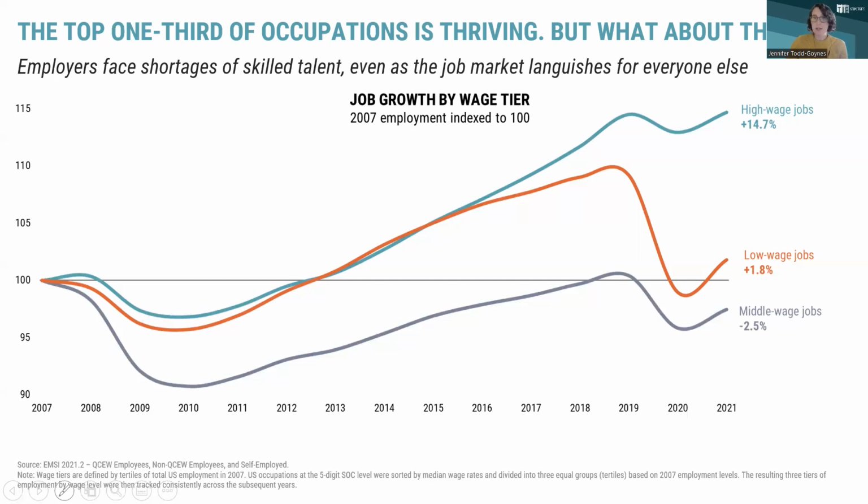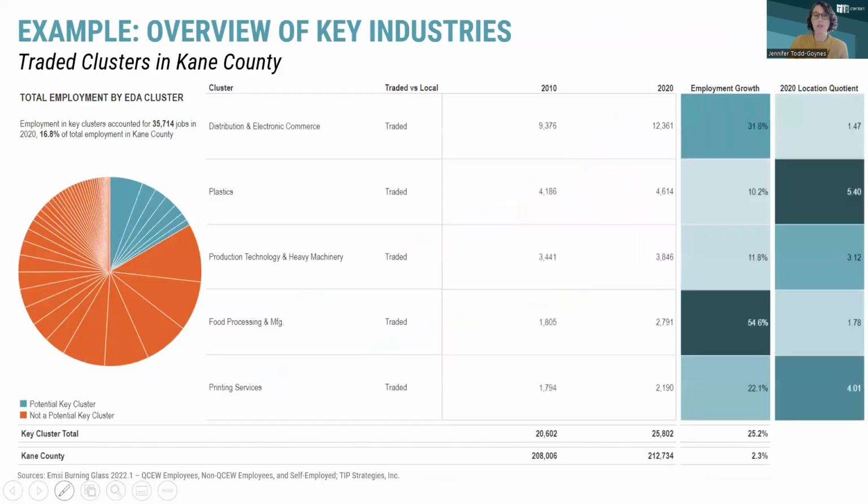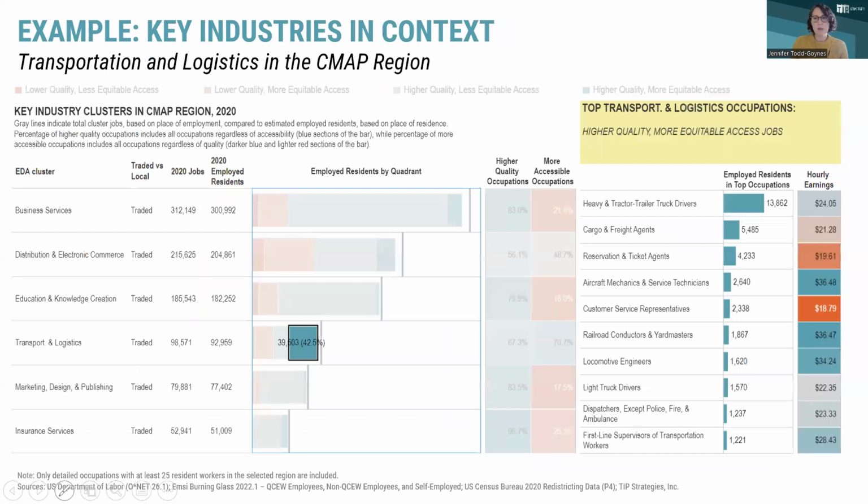So in addition to these national trends, we also took a look at local data and created, as I mentioned earlier, the occupational accessibility tool. What that provides are several things. One is an overview of key industries. You can search by region or by county. Here I happened to choose Kane County traded clusters, being able to see what the largest traded clusters are, what the employment number is, what the employment growth is, what the LQ is, and then we can compare that to the region, to other counties, etc.